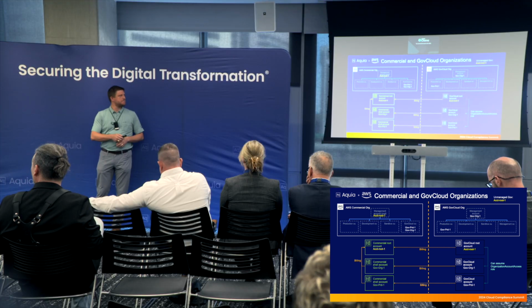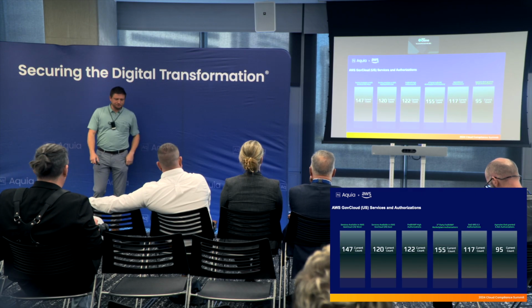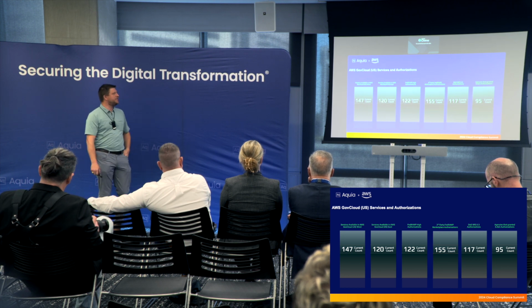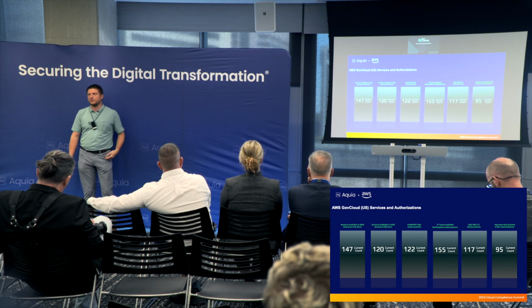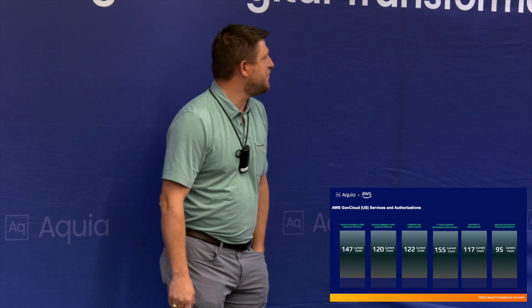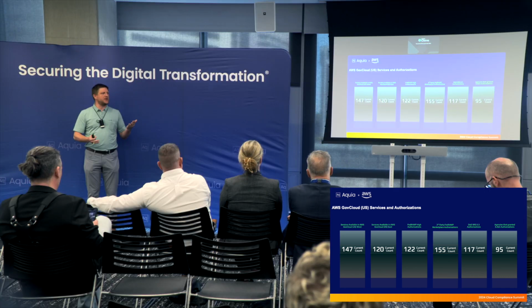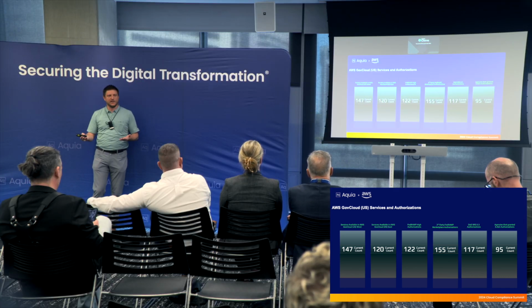All right, so compliance. Currently there are about 147 services available. It could change; this could be 148. Who knows? I haven't looked at my email much today. There are also services available in GovCloud East, and so there is a little bit of disparity between what's available in West and what's available in East.